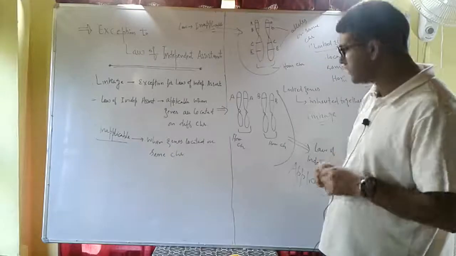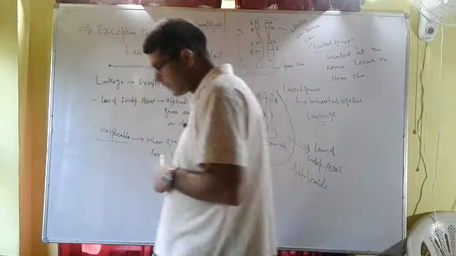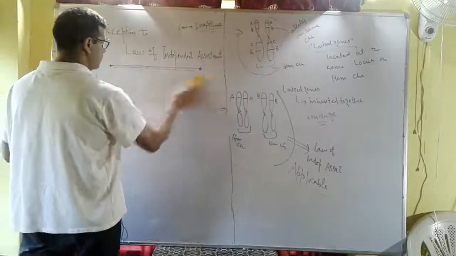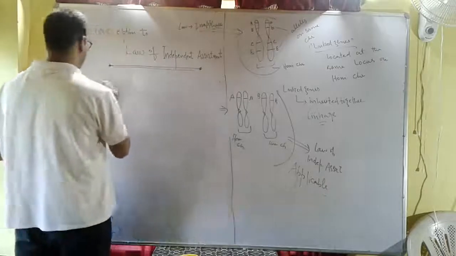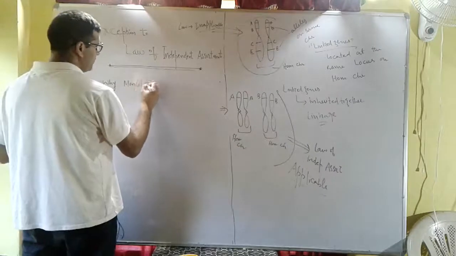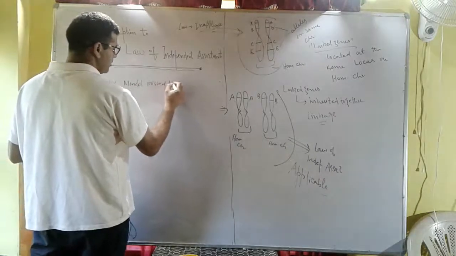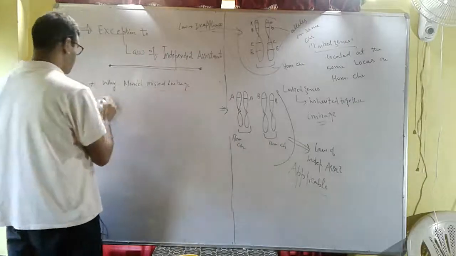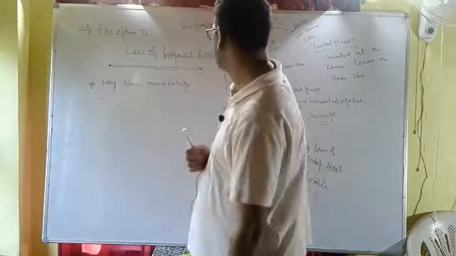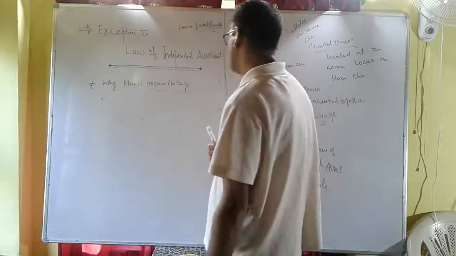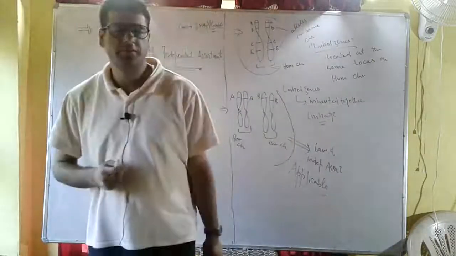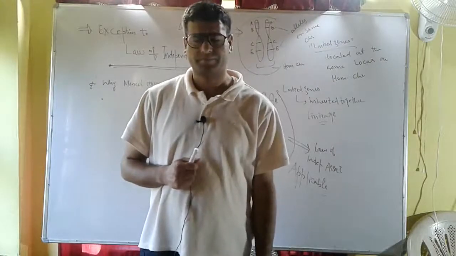Now the question arises: why did Mendel miss linkage? Mendel was fortunate enough to select the pea plant for his hybridization experiments, and in the pea plant, linkage was absent.